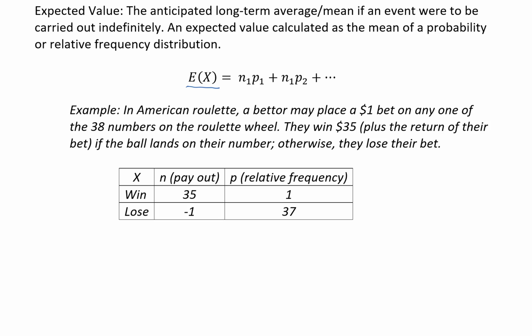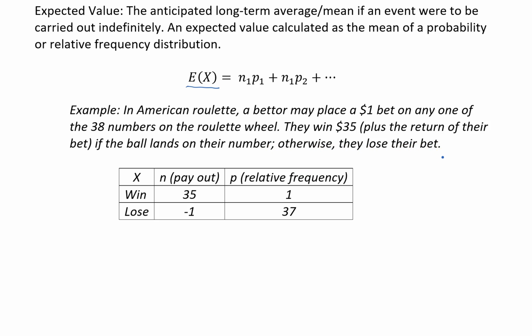An example to help understand the formula for expected value and also to see a problem worked out with this is in American roulette, a bettor may place a $1 bet on any one of the 38 numbers on the roulette wheel. They win $35 plus the return of their bet if the ball lands on their number. Otherwise, they lose their bet.